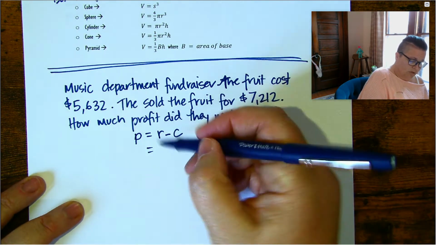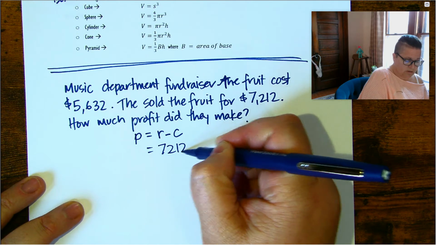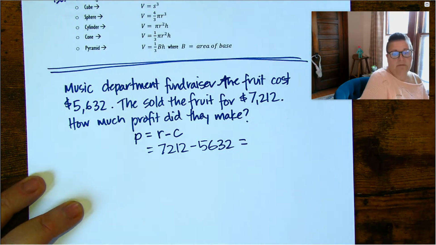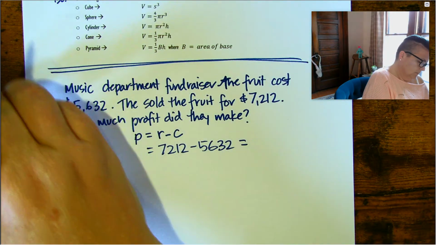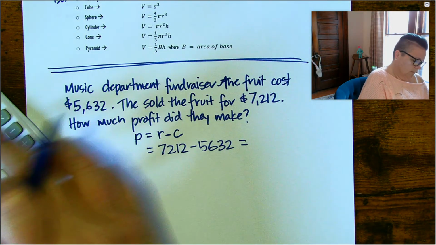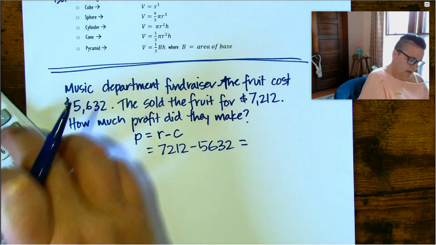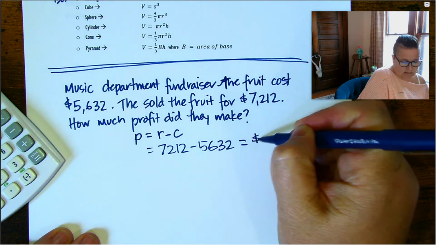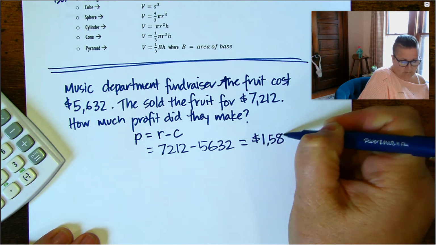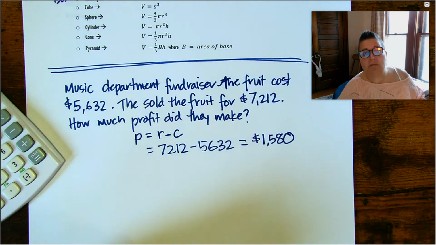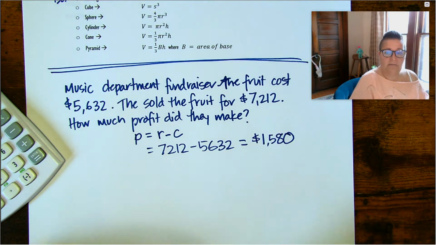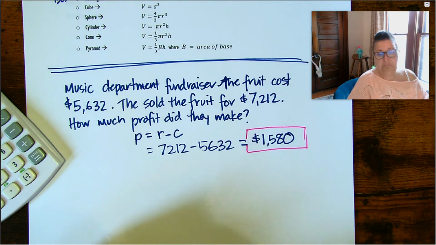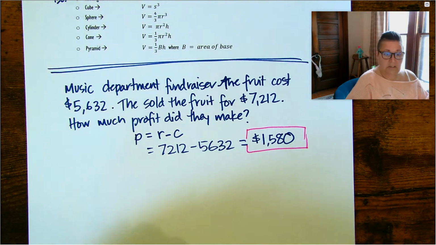So that revenue would be $7,212 minus $5,632. Let's see. 7,212 minus 5,632 is 1,580. So what was their profit? Their profit was $1,580. Okay, let's try another one.